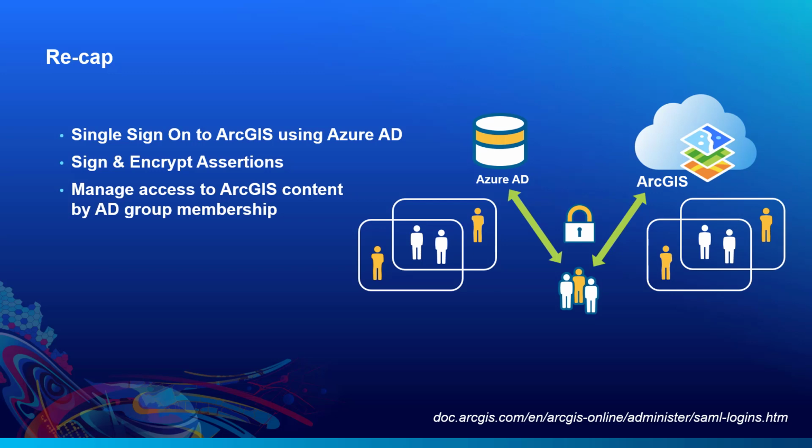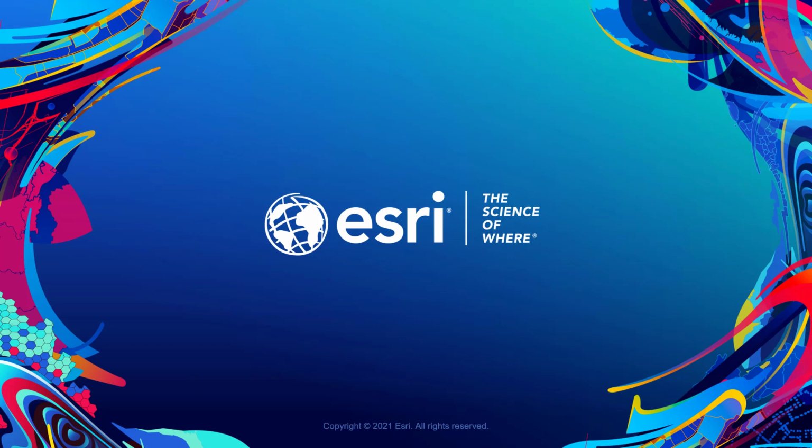So just to recap what we've covered, we saw how to set up single sign-on to ArcGIS using Azure AD. We saw how to set up signed and encrypted assertions to protect not just the envelope that transmits our credentials, but also the contents of the envelope, so protecting them from various attacks, including tampering. And we showed how to set up a group in Azure AD that syncs to a group in ArcGIS so that I can add or remove users from that group in Azure AD and they gain or deny access to content in ArcGIS. And this concludes our demo on how to secure organization-specific logins with Azure AD and ArcGIS.